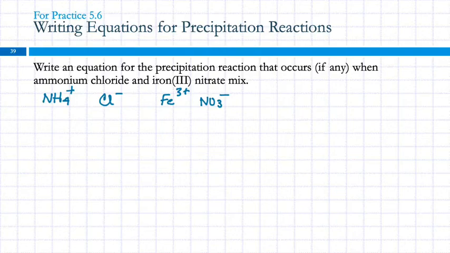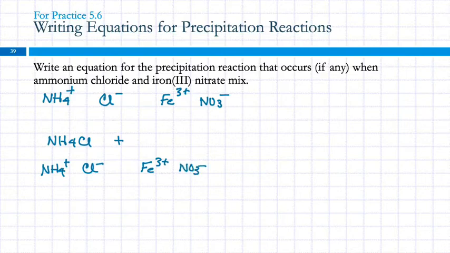So I need to write the formulas for the reactants. So I've got NH4+ and Cl-. I look at the charges to predict how they go together, and I just need one of each, so NH4Cl plus Fe3+ with nitrate. And again, looking at the charges, for one iron ion, I'm going to need 3 nitrate ions.